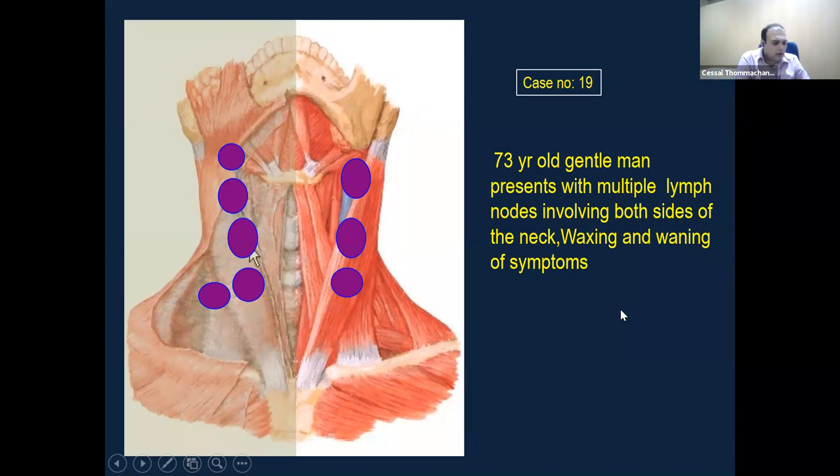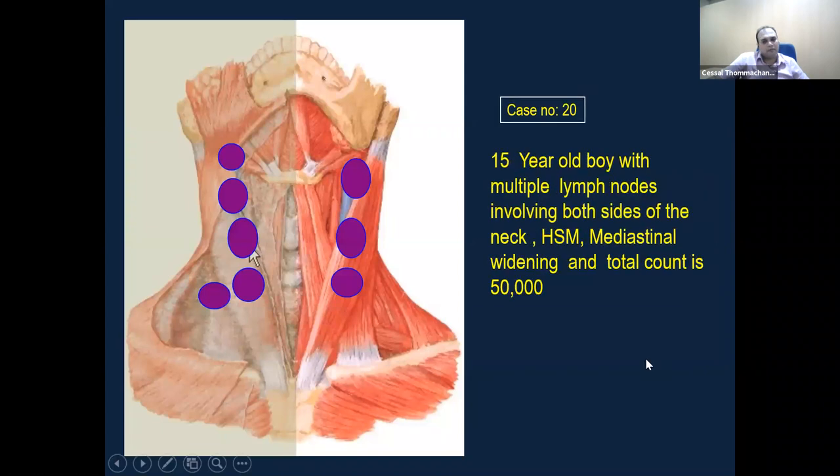This we have already discussed. This is a recap of what we have discussed so far. A 73-year-old gentleman presents with multiple lymph nodes involving both sides of the neck. Waxing and waning of symptoms are present, with slow progression over a span of 2 to 3 years, and you have to think more of a non-Hodgkin's lymphoma.